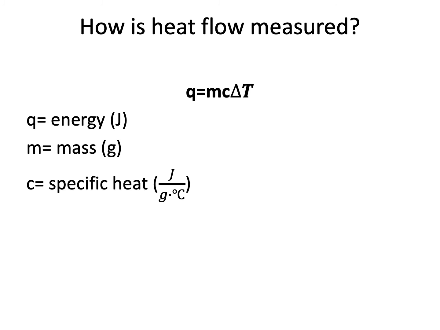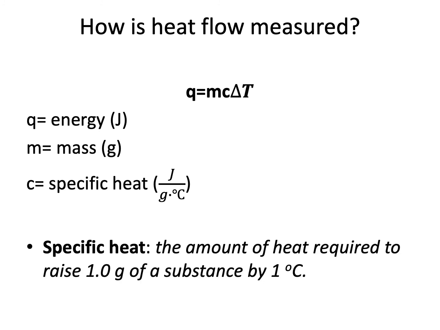You will have a constants table, so different substances will have different specific heats. This table will be provided to you, and I will have it on the next slide. Specific heat is defined as the amount of heat required to raise 1 gram of a substance by 1 degree Celsius. So it's very similar to the calorie. The calorie is for water, 1 gram of water being raised 1 degree Celsius. Specific heat is then the general term for any substance.